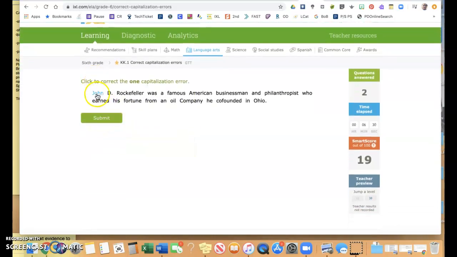One capitalization error. John D. Rockefeller, all capitalized, good, was a famous American. So that's an adjective, but it comes from the word America. Businessman and philanthropist who earned his fortune from an oil company, not capitalized, lots of them. He co-founded in Ohio.